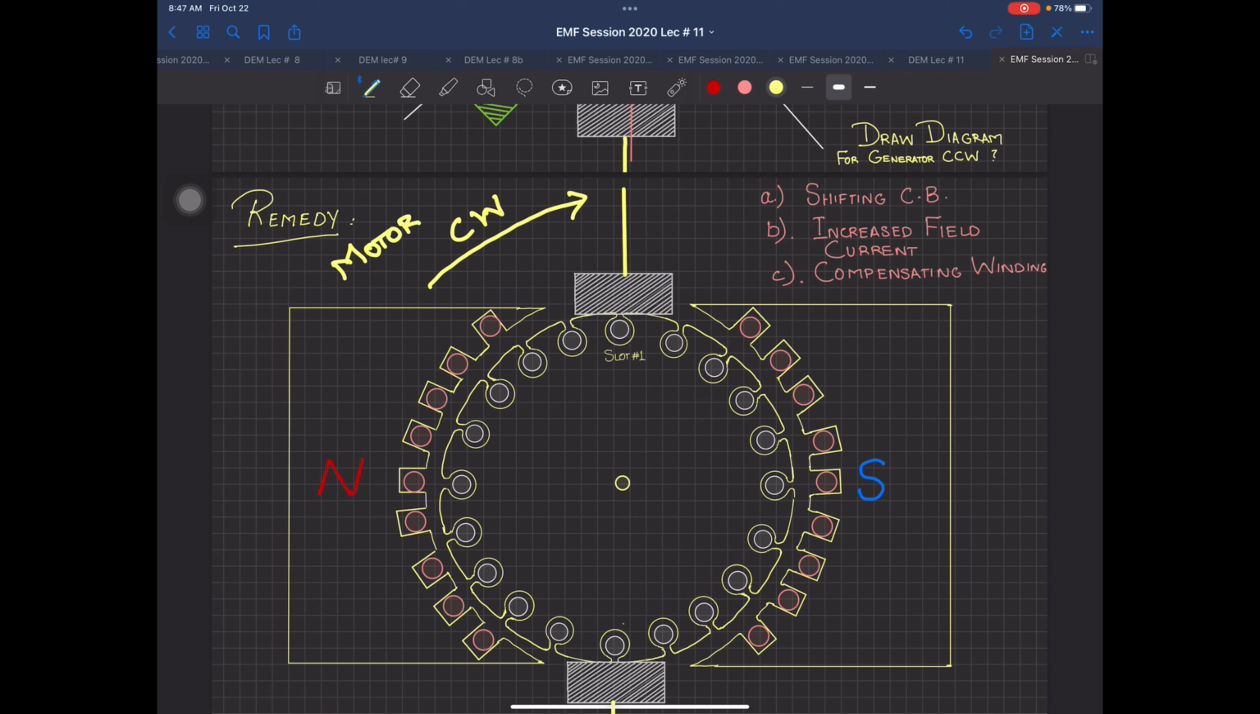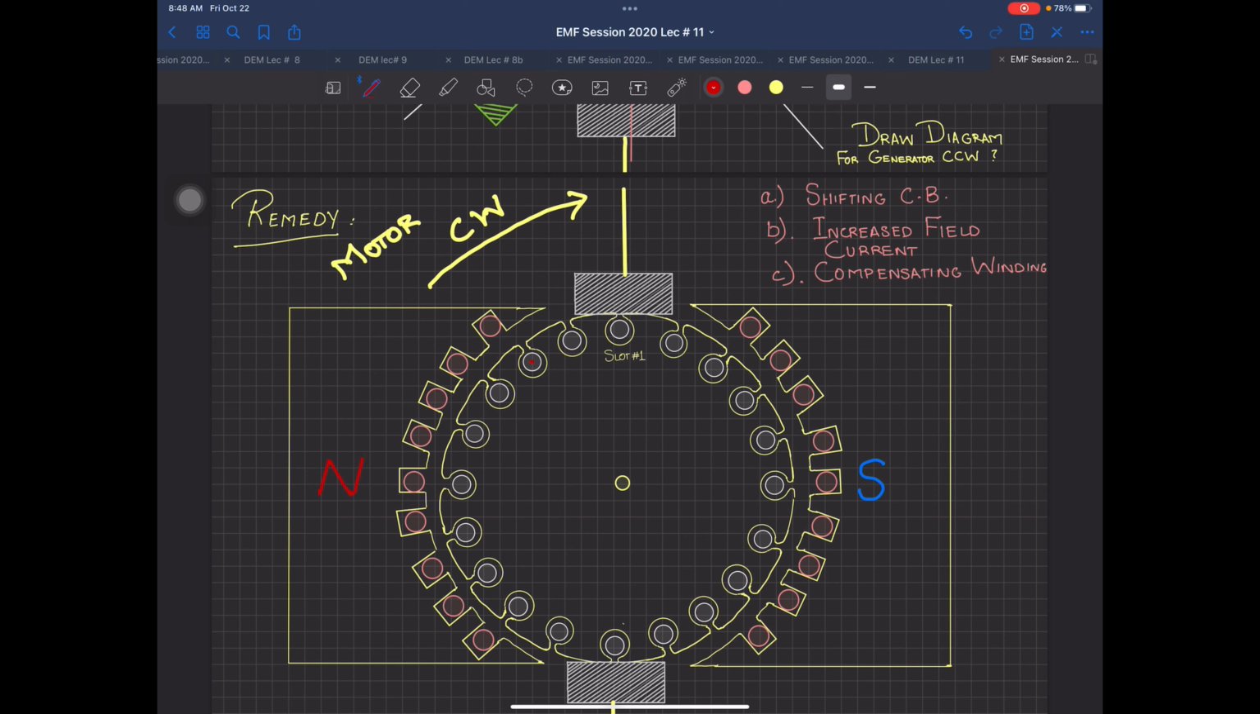Where will the crosses and dots come? Anyone? Come on, we did this just a little while ago, just two or three slides back. Use your left hand rule. This is moving upward. So on the north pole side, there is going to be a dot.